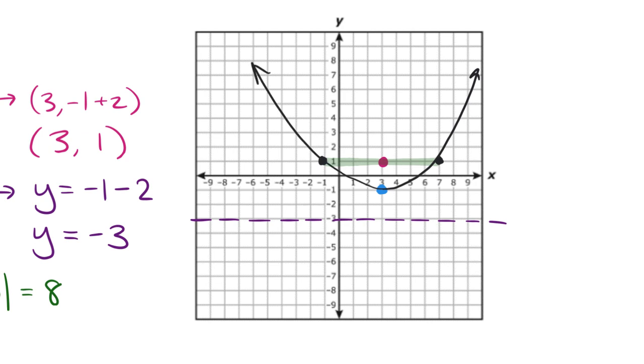Oop, that one wasn't great. You get it. That is equidistant from the focus and the directrix. No, that looks bad. I'm going to fix it. That looks better.